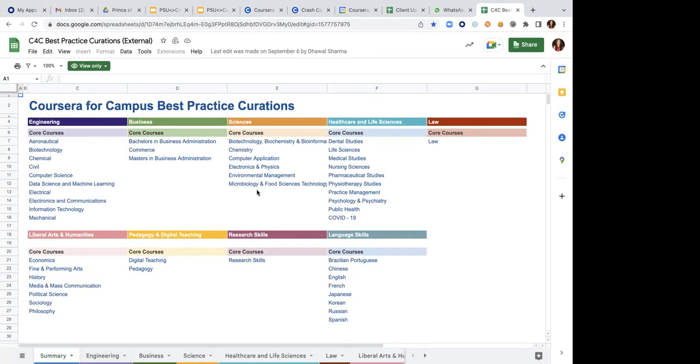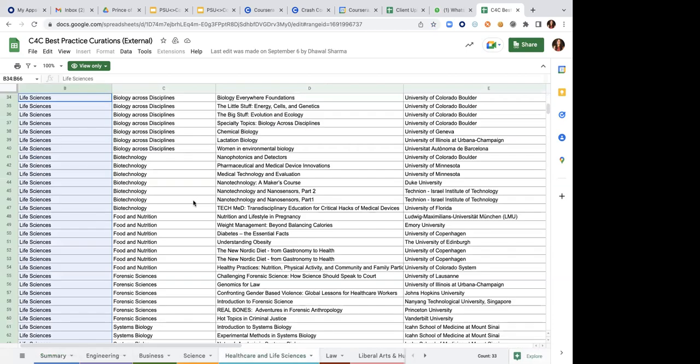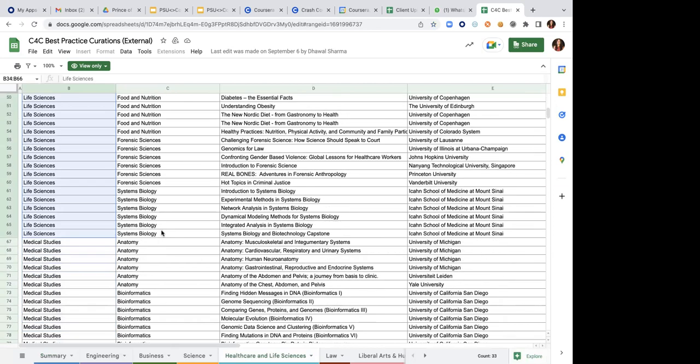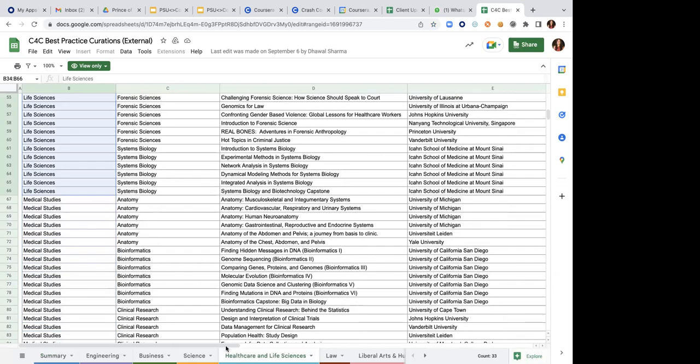Here we have divided the courses into different categories. So we can share this Excel file with you and you can understand the breadth of courses that we cover based on different academic disciplines. For example, under healthcare and life sciences, we have a couple of courses on topics like biology, biotechnology, food and nutrition, forensic sciences, and so much more. So we do cover many of these domains as well. Plant biology, yes, we definitely have courses on that.